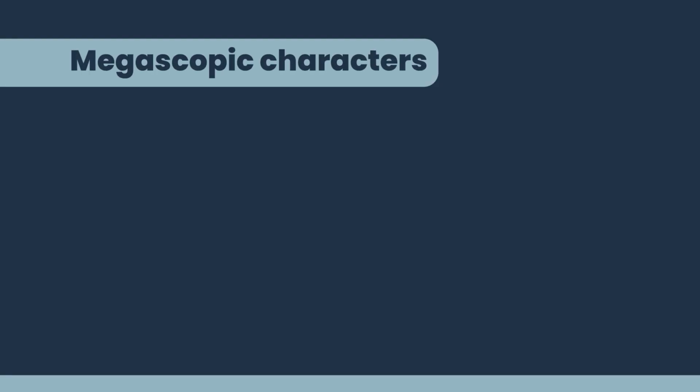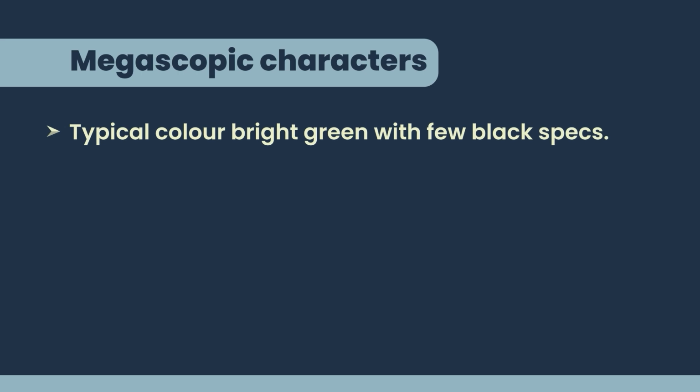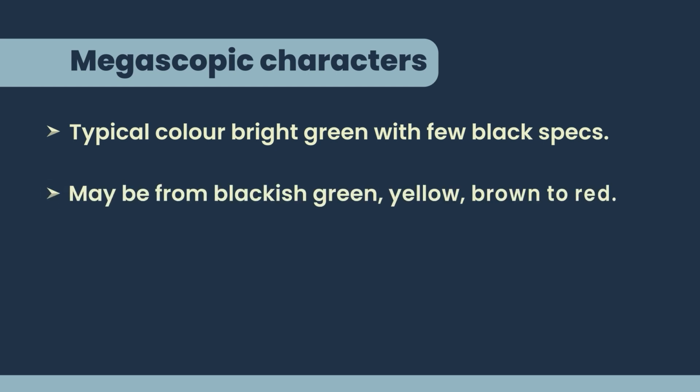conditions in the mantle. Megascopic characters: typically, these rocks are bright green with a few black specks, and these rocks may have blackish green, yellow, brown to red color. These different colors are because of the presence of different minerals. Green color is because of olivine and the other colors may be because of other minerals.